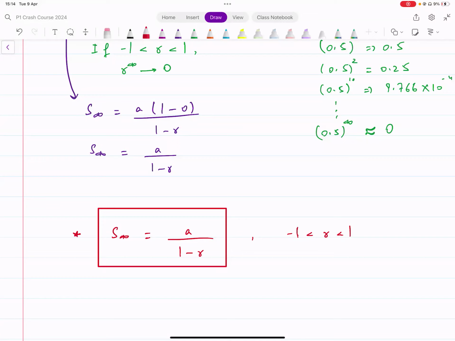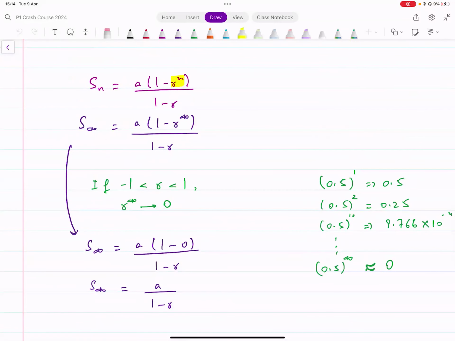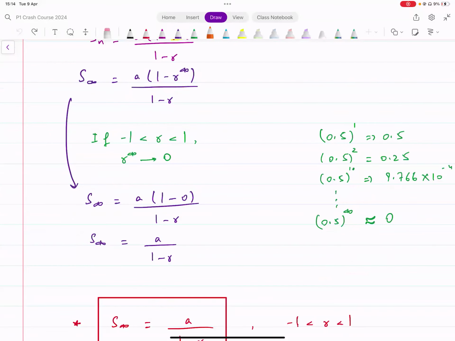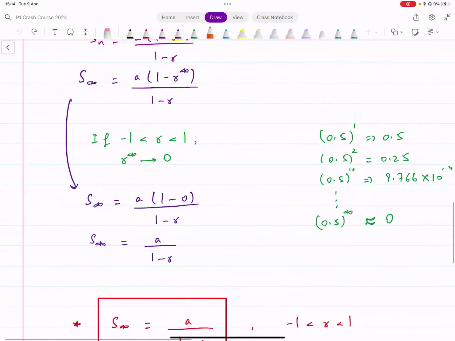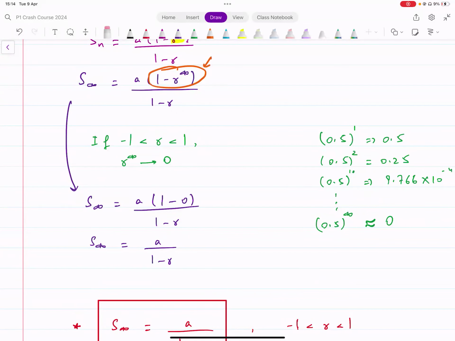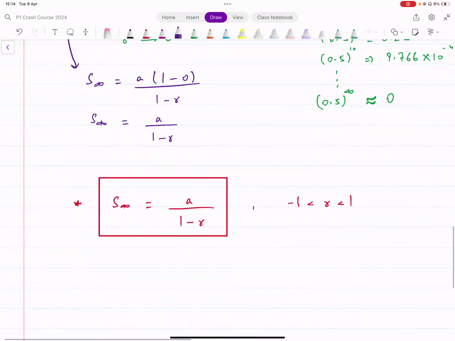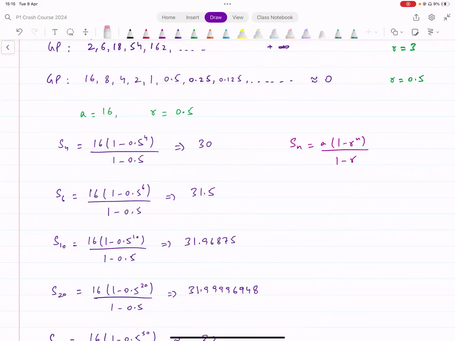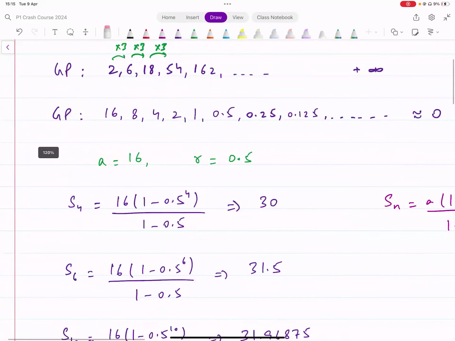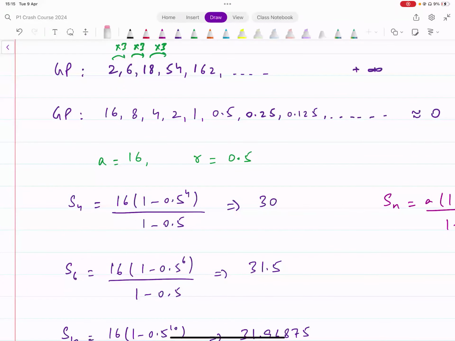Sum to infinity equals a over 1 minus r. So in that Sn formula, if we just get rid of this part, this is the sum to infinity formula. Why do you get rid of that part? Because when n is infinity, this becomes 1 minus 0, and that's just 1. You're left with a over 1 minus r. What we've discussed until now was the background: what sum to infinity means, when it exists, when it does not, and how we get to this formula.